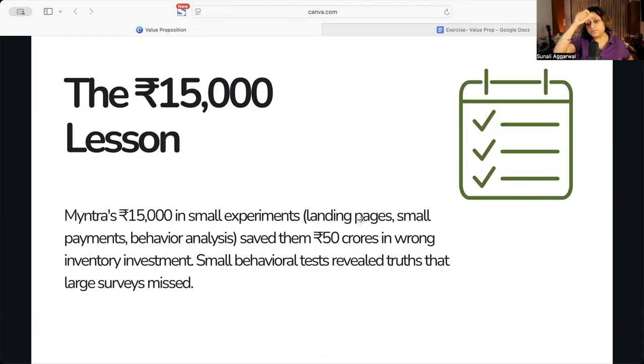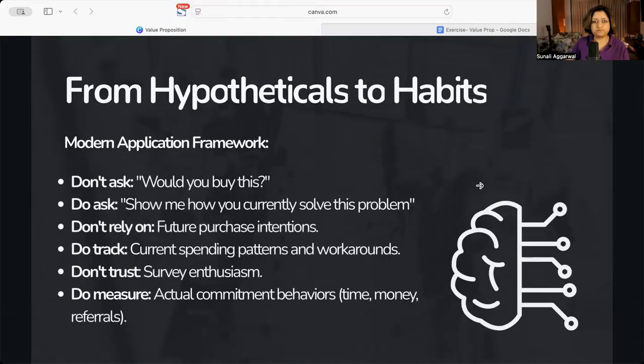Now imagine, before spending 50 crores, they spent about 15,000 rupees creating that landing page and sending out emails and all of that, and discovering this pattern. So imagine the amount of money they saved. So, from hypotheticals to habits.